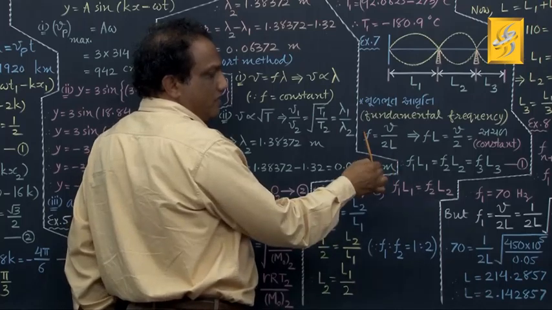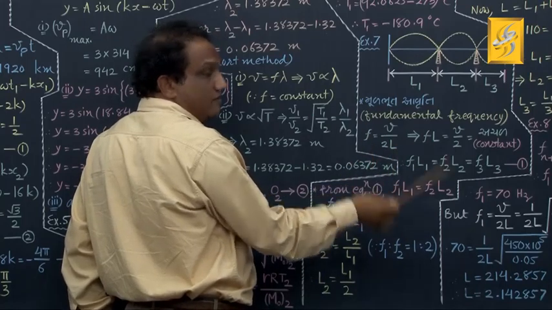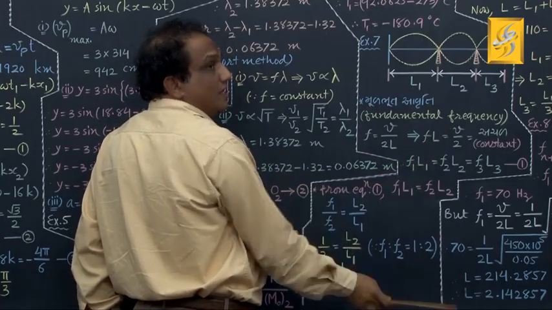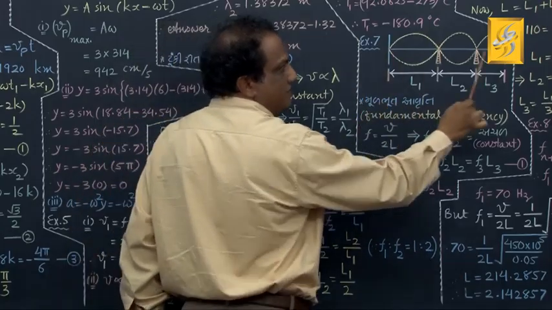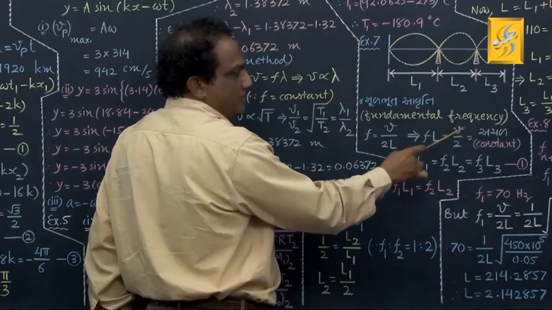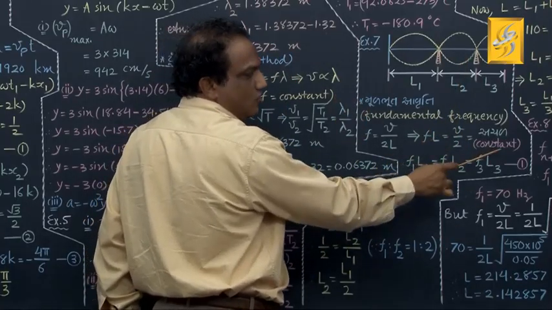Now take this L over here, so it is F into L, and it will be equal to V upon 2. F into L will be V upon 2. Tell me, the medium is remaining same, so this wave velocity is constant. So this right hand side is constant, so I am writing here constant.